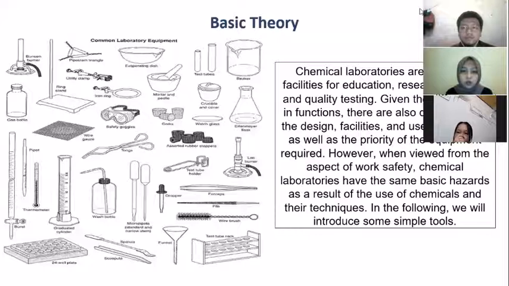Wire gauze. The wire gauze is also supported by a tripod at the bottom to make the heating process run optimally. Burette. Burette is usually used for titration with high precision, or it can also be used to measure the volume of a solution. Funnel. The function of this funnel is to help enter fluid from one place to another. Dropper pipette. The function of the dropper pipette is to take a liquid in the number of drops and move it to certain containers.